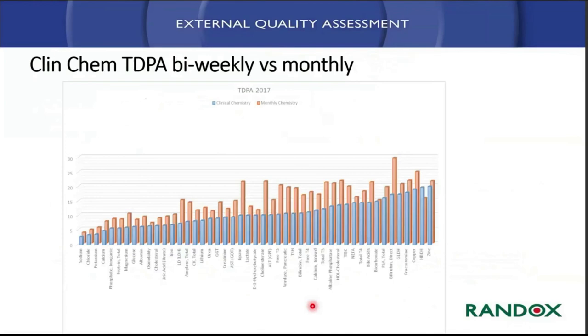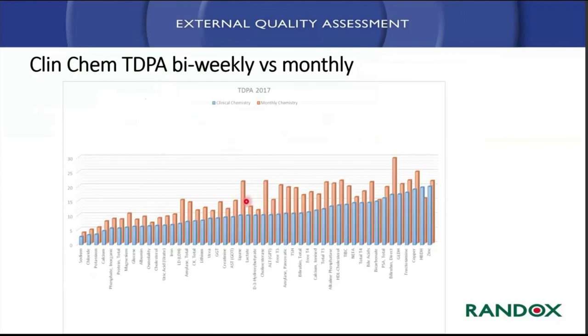A couple of years ago, we looked at this comparison. In RIQAS, we have two chemistry schemes, two hematology schemes, two amino acid schemes. One runs every 2 weeks, and one runs on a monthly basis. In this case, this is our clinical chemistry. The TDPA is basically our target performance assessment. It's target deviation for performance assessment. It's basically the CV which 90% of our labs are able to achieve.